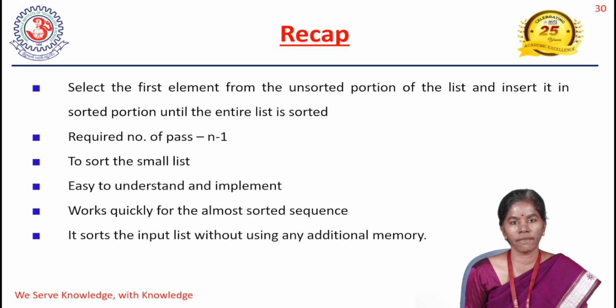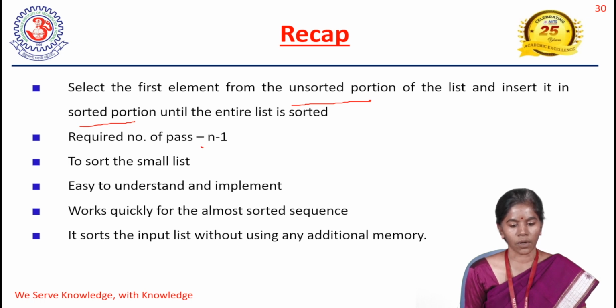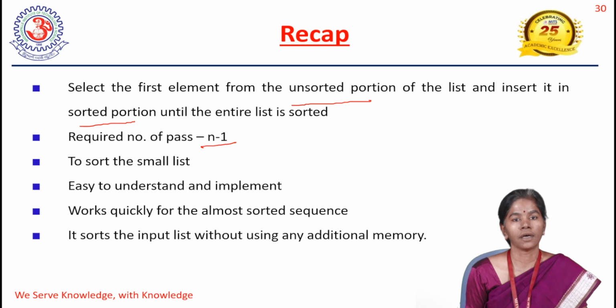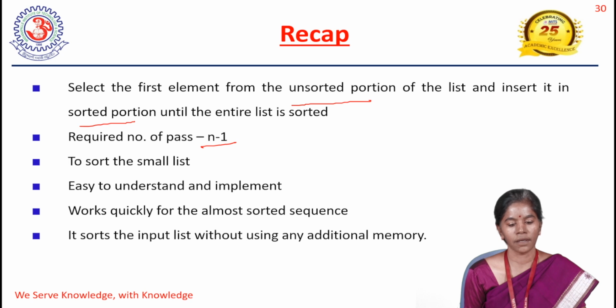So let's have a recap. We select the first element from the unsorted portion of the list and insert it into the sorted portion. We repeat this process until the entire list is sorted. The total number of passes required in insertion sort is n minus 1. Generally we use insertion sort to sort small lists. It's very easy to understand and implement. It works quickly for almost sorted sequences, that is what I said.